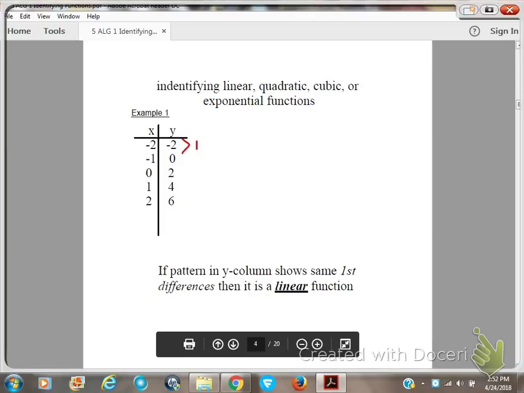So to get from -2 to 0, you add 2. From 0 to 2, you add 2. To get from 2 to 4, you add 2. To get from 4 to 6, you add 2. Since this number is the same, the first time around, it is considered a linear function.